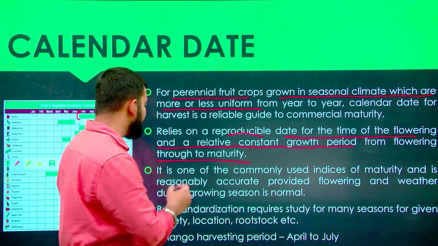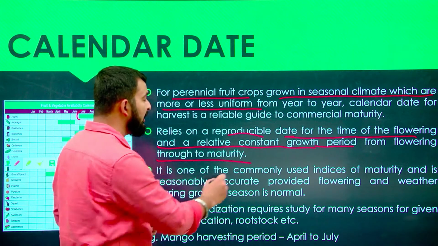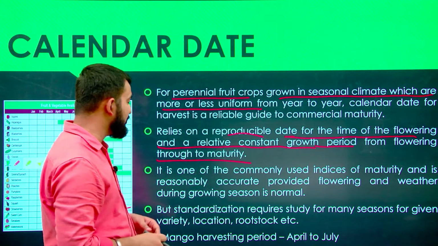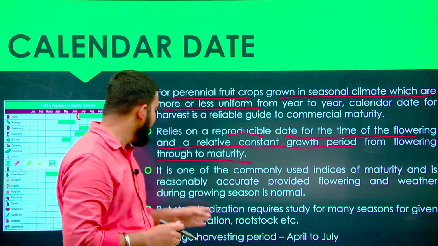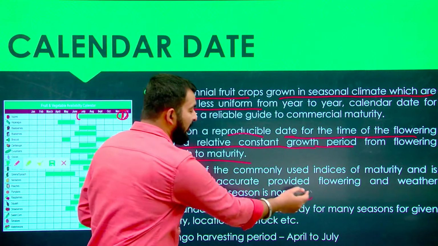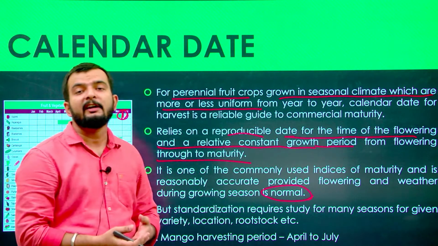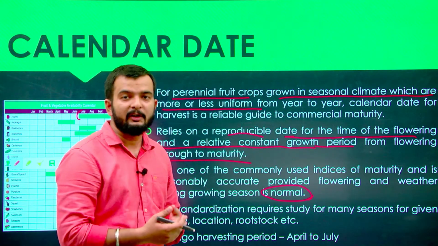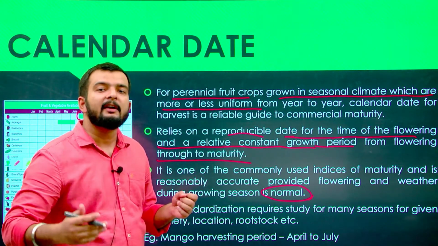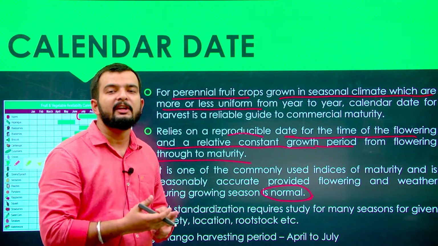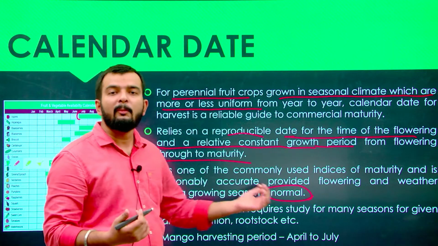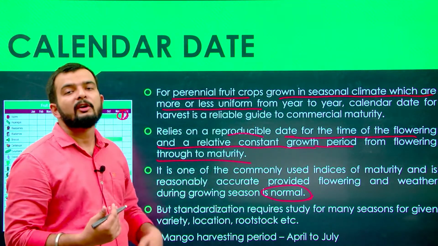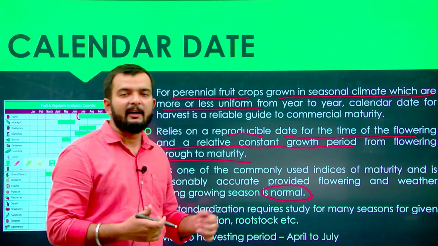Now it is one of the commonly used indices of maturity and is reasonably accurate provided flowering and weather during a growing season is normal. Okay. So your seasonal variation should not be too much. Your season and climatic conditions, temperature and humidity should remain uniform. So if it is uniform or normal, you will get almost a constant calendar date for the harvesting.